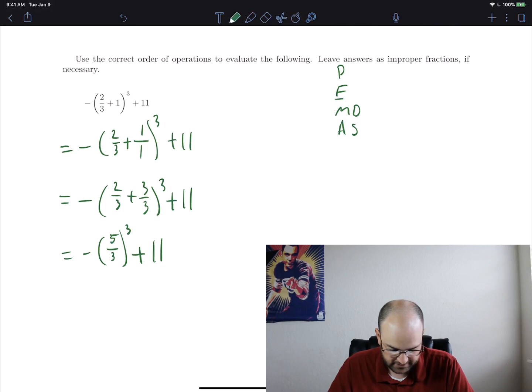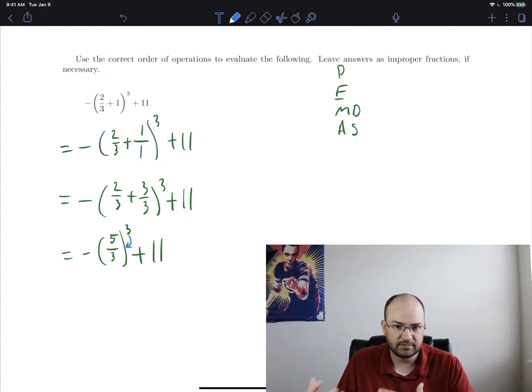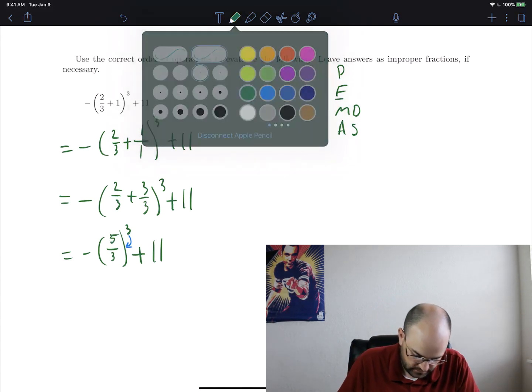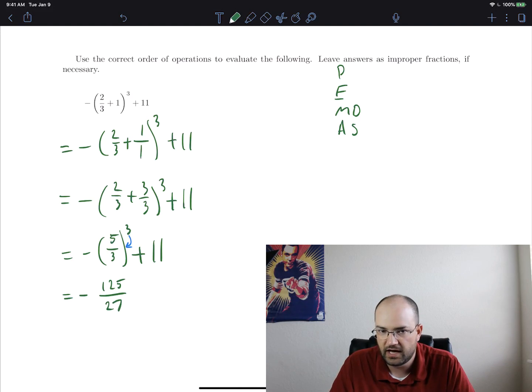There is one, and the very first thing to the left of the exponent is the parentheses, the entire 5/3. So this is 5/3 times 5/3 times 5/3. In other words, 5 cubed and 3 cubed. So we have negative, and then 5 cubed is 125. 3 cubed is 27. Be careful not to say 15 and 9. That's not quite right. Remember, this is exponentiation, which means take the base and multiply it by the number of times that the exponent says.